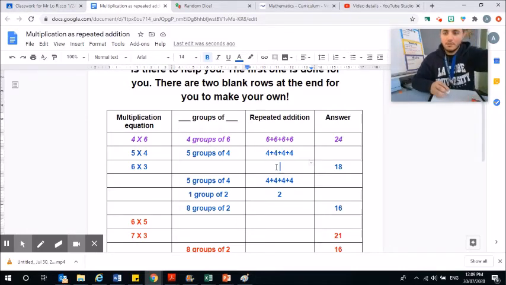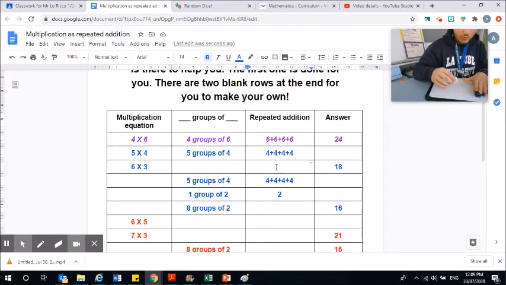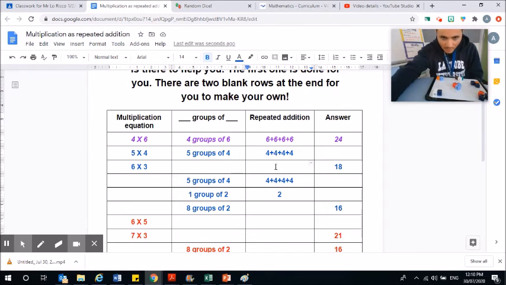So there's three. So there's one group of three. Here is two groups of three. There's three groups of three. There's four groups of three. Nearly there. Five groups of three. And six groups of three. So there's my six groups. Make sure you spread them out so you don't get confused. I've now got 1, 2, 3, 4, 5, 6 groups of three. That's exactly what this is asking me to do.